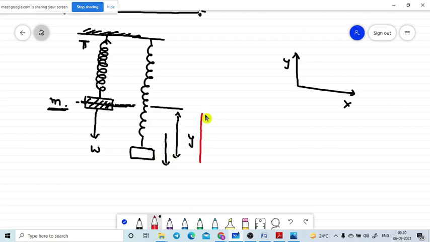But what will happen? You already know this according to Newton's first law. What is Newton's first law? The body will try to continue its original state until some external force acts on that body. That means it is nothing but inertia. The condition of inertia will tell us that.